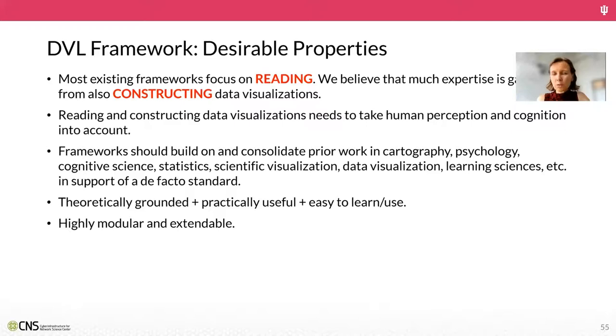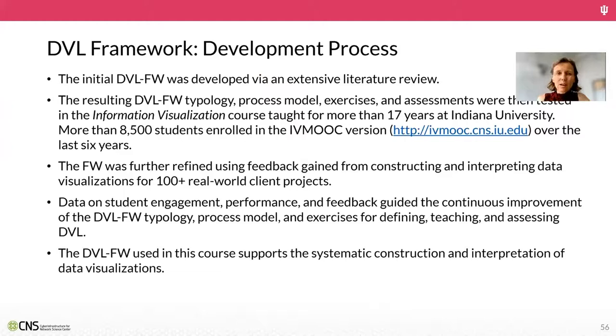We take human perception and cognition into account. We try to build on prior work in cartography, psychology, cognitive science, statistics, scientific visualization, data visualization, learning sciences. There's really a lot of good work that has been done, pioneering work that should be used for such a framework. And we wanted to have a framework that's theoretically grounded, practically useful, and easy to learn and use. Plus, it needs to be modular and extendable because new algorithms, new data sets, new challenges, new use cases become available on almost a daily basis. Here is the development process. And in the interest of time, maybe I just introduce the framework itself to you.